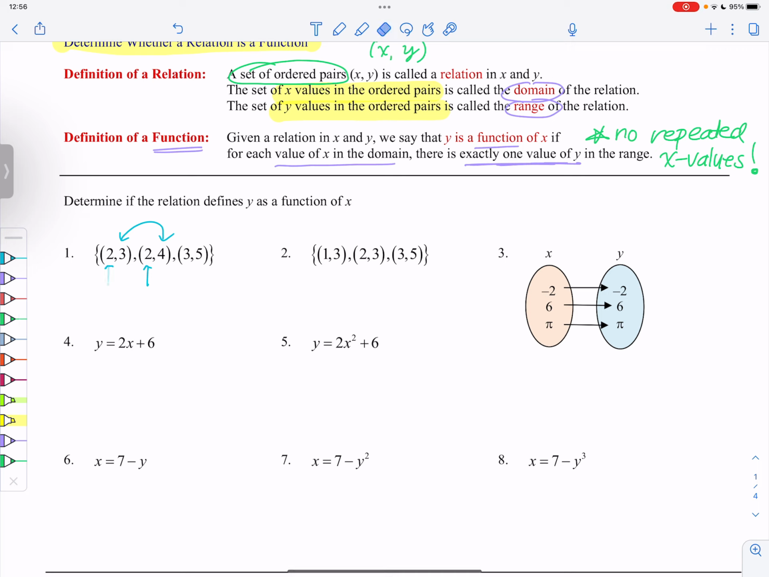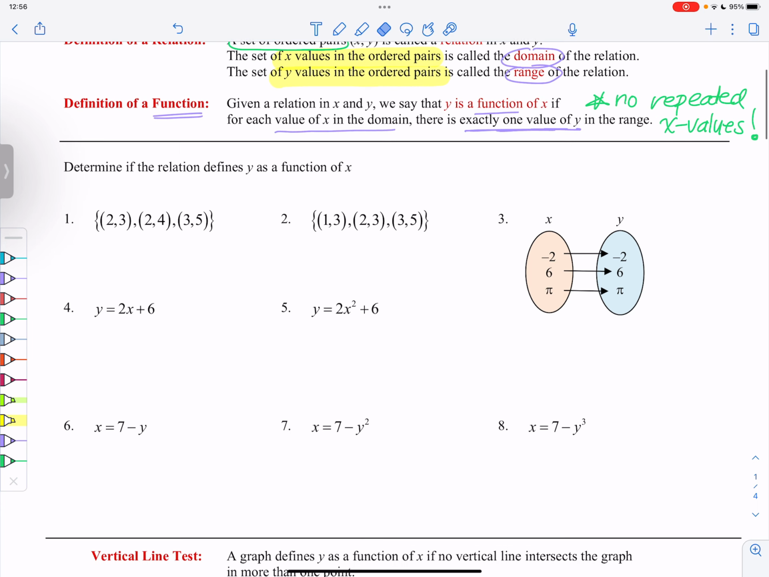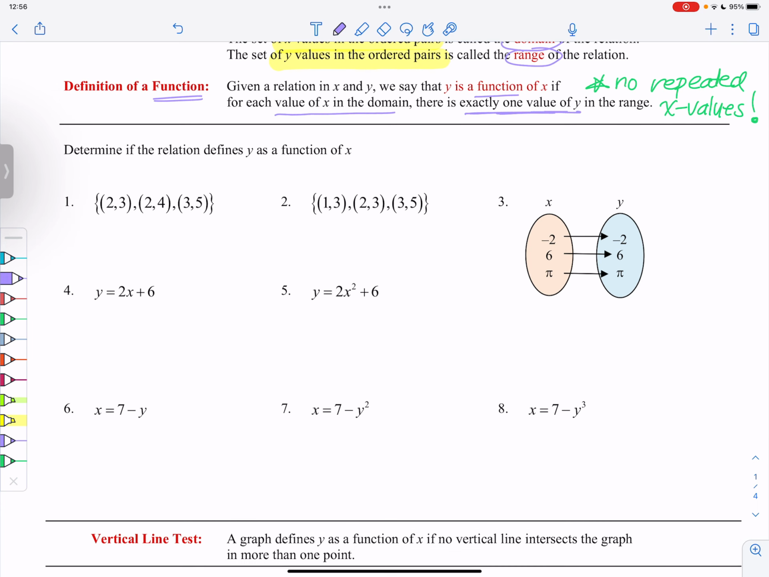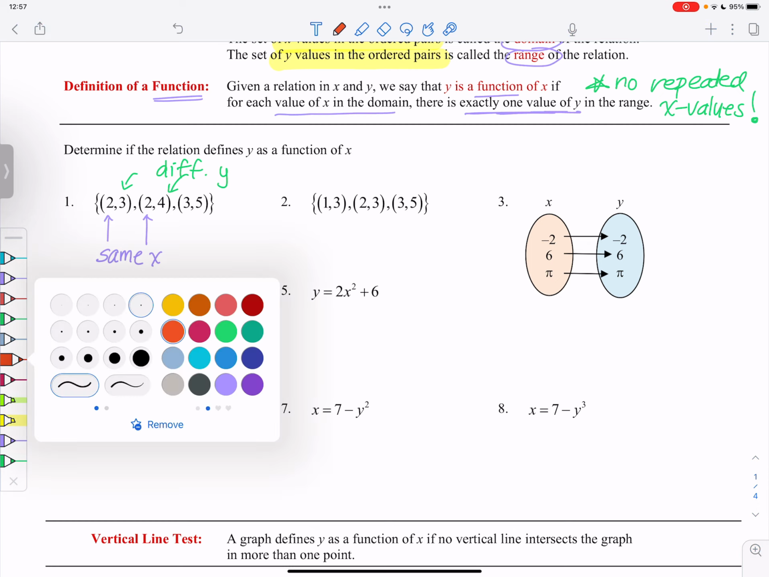So let's go ahead and take a look at this first example. Here we're given a relation, but as you can see, when x is 2, y is 3, and now we have when x is 2, y is 4. So what do we have? We have the same x value. But what do we have? We have different y values. Okay, so we do not have a function.